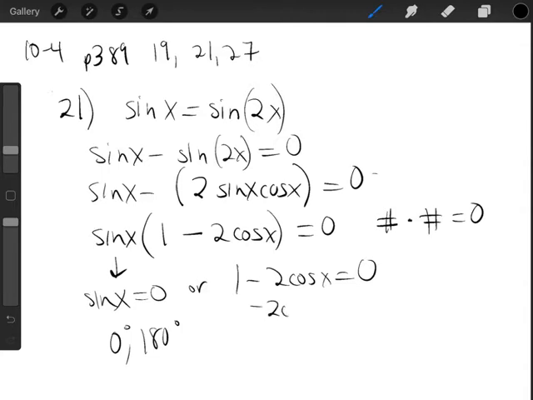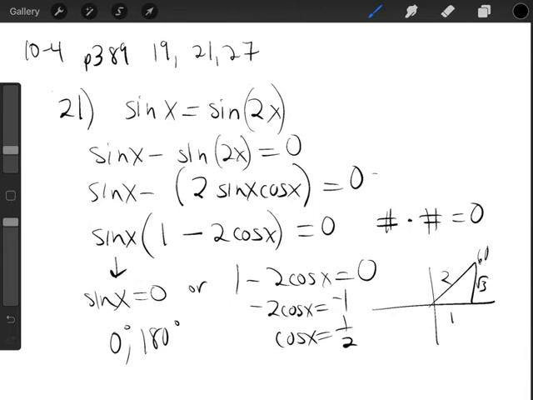And here, if we were to subtract 1 from both sides and divide by -2, where's cosine equal to 1/2? Let's see here. I would say 1/2, this would be square root of 3, so this would be 60 degrees. So x would be 60 degrees, and then all students take calculus.